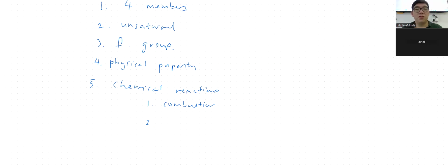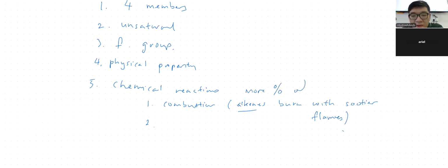Alkenes generally will burn with a sootier flame. Alkenes burn with sootier flames, meaning to say the flame is blacker because there is a higher percentage of carbon. For example, this is ethane and this is ethene.